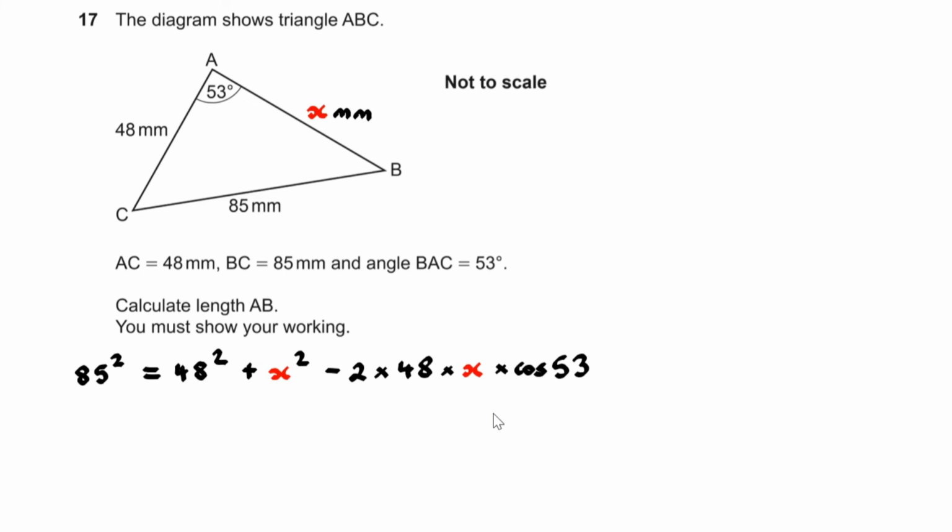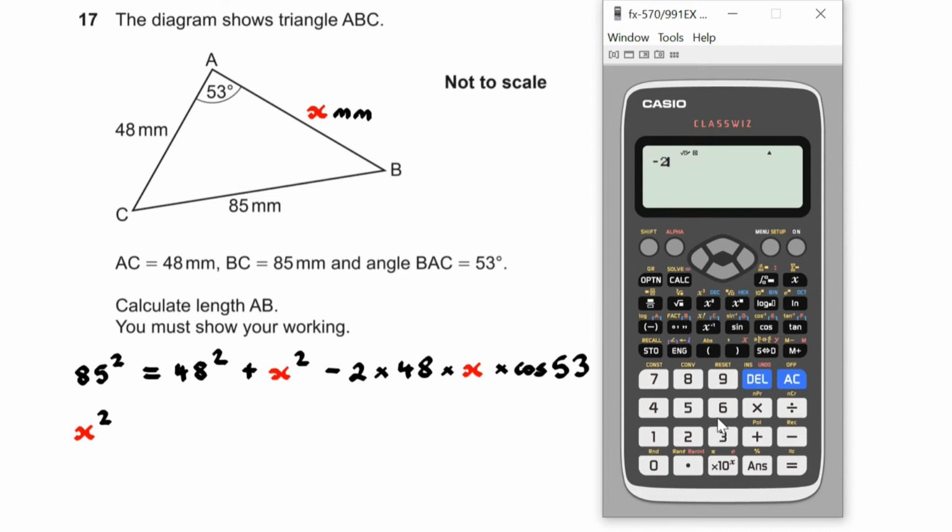So if we were to find out what x is, well, let's rearrange this so we have a quadratic. We've got x squared, and then if I work out what this result is, we've got minus 2 times by 48 times by the cosine of 53. So that's minus 57.77 etc. x's. And then if I do 48 squared subtract 85 squared, we get minus 4921. And the result of all this is equal to 0.